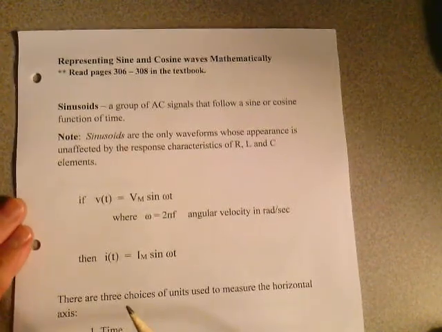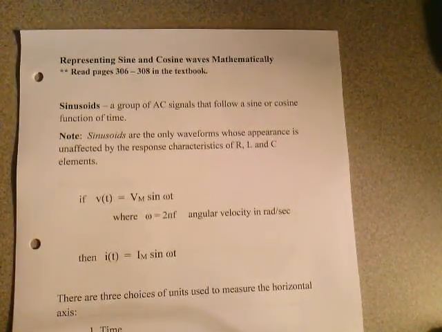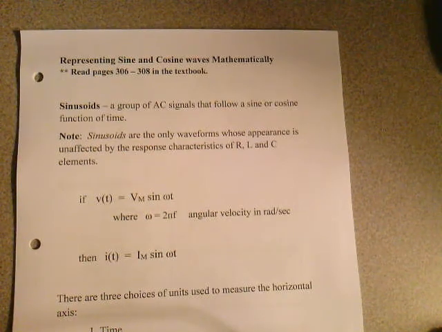Sinusoids are a group of AC signals that follow a sine or a cosine function of time. So up to now, we've been talking about DC values. We've been talking about a constant DC value of current or voltage, but now I'm going to introduce sinusoidal waveforms.